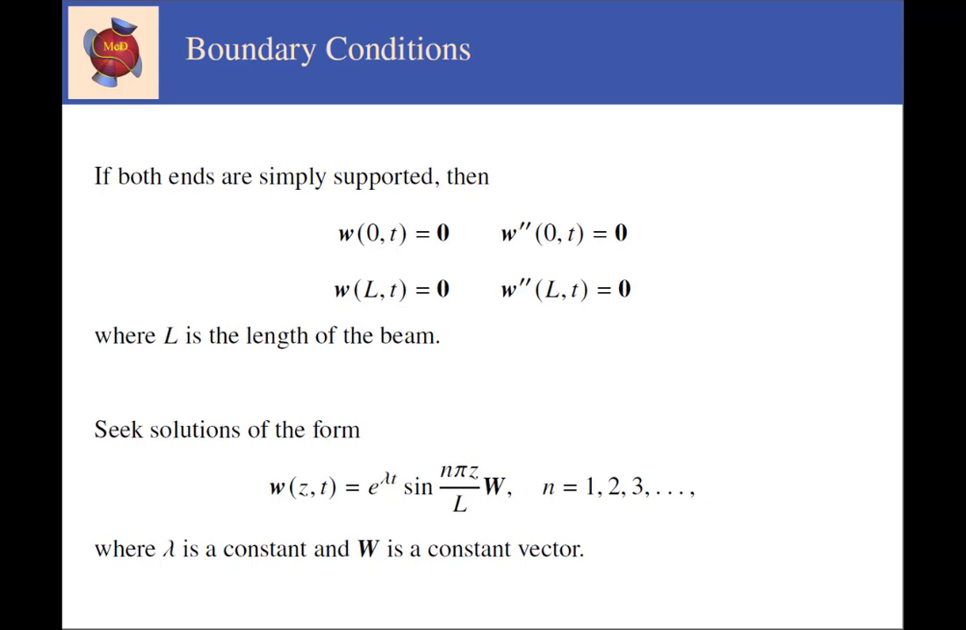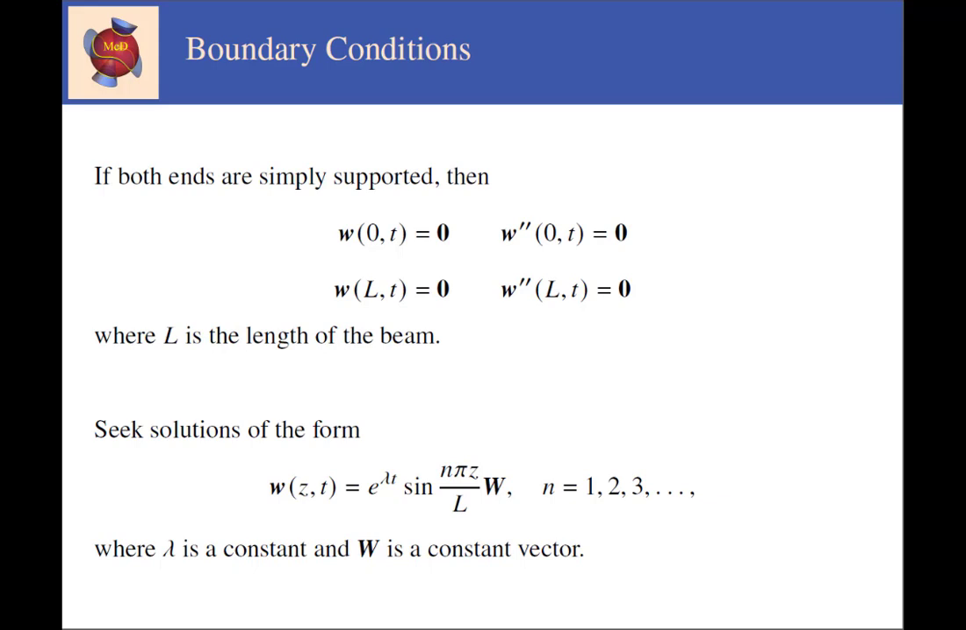The math is simplest if we assume that both ends of the beam are simply supported. That's not the case for the end inserted into the drill chuck, but we will address that later in the video. A simply supported end means that the beam cannot move in the x or y directions, but it is free to bend at the end. And we take the length of the beam to be L.